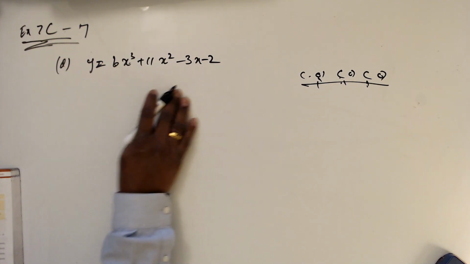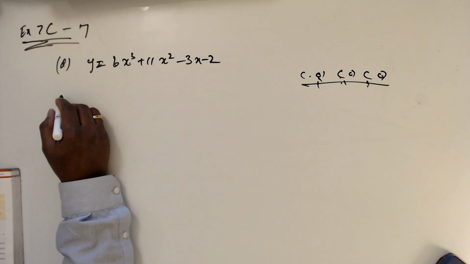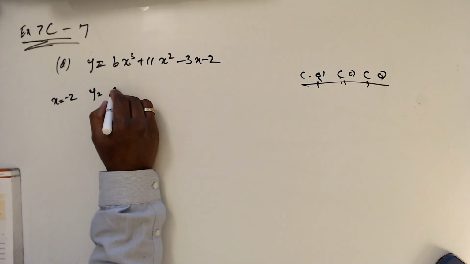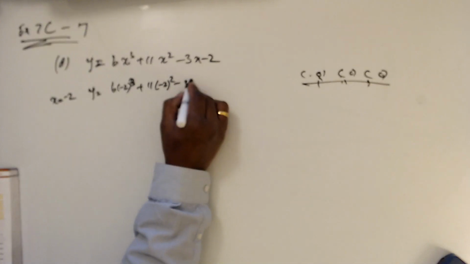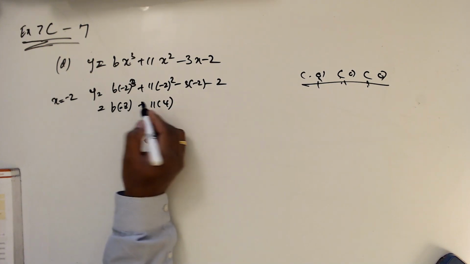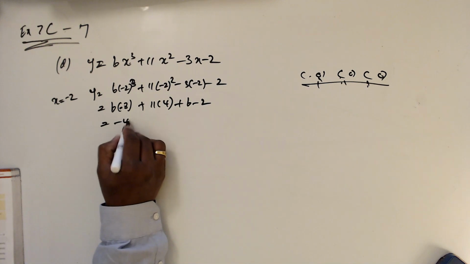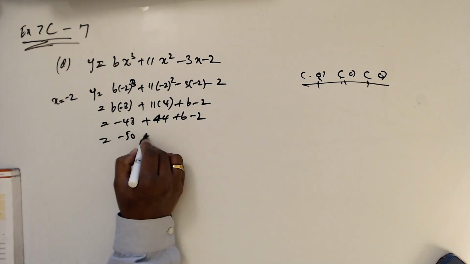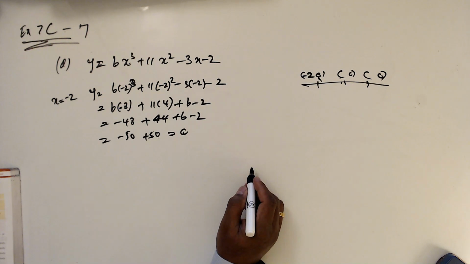I will get 1, I can see 2. Okay, x equal -2, y equal 6 times (-2) cubed plus 11 times (-2) squared minus 3 times (-2) minus 2. This is going to be 6 times -8, 11 times 4, and this is plus 6. So minus 48 plus 44 plus 6 minus 2, minus 50 plus 50, 0. Right, we got 0. So I'll take this as (-2, 0).